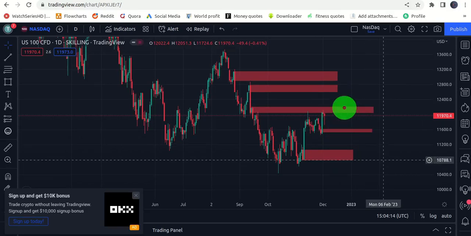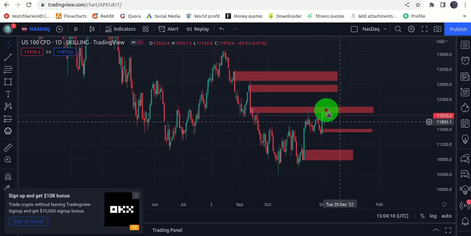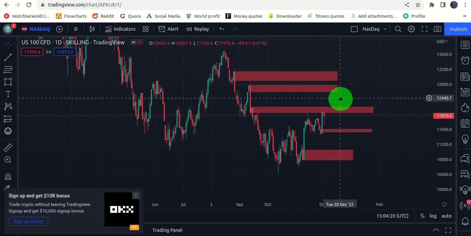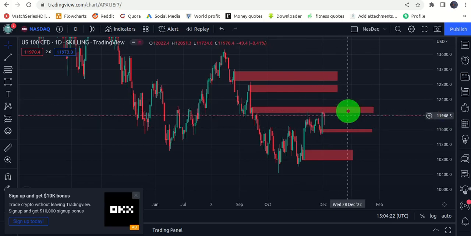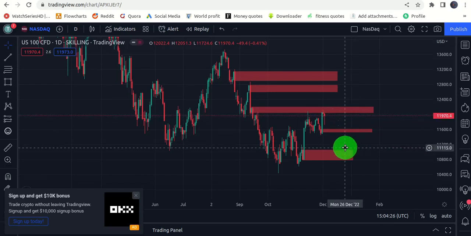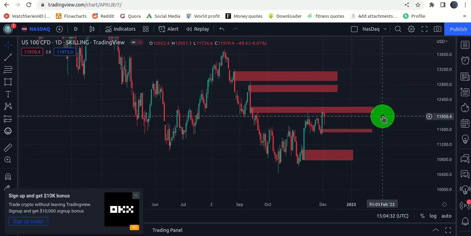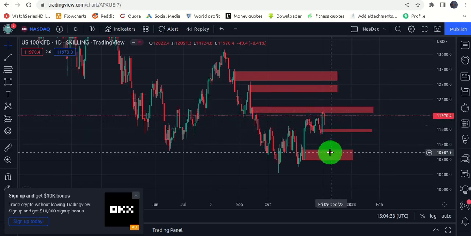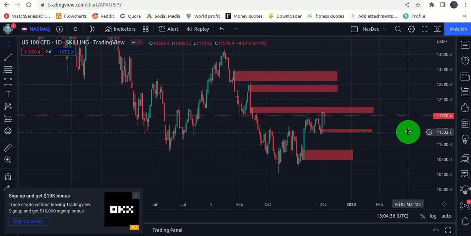This is what I'm looking for. On Nasdaq, I think we might be selling here, but I cannot really make a prediction now. The market can go either way, but the way I see it, we might have a perfect selling opportunity.